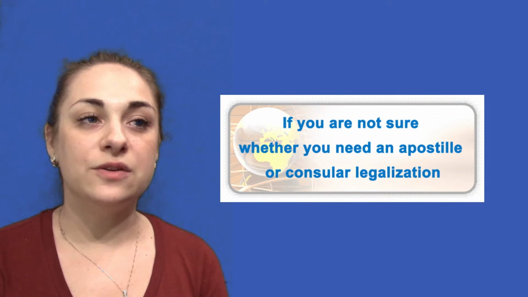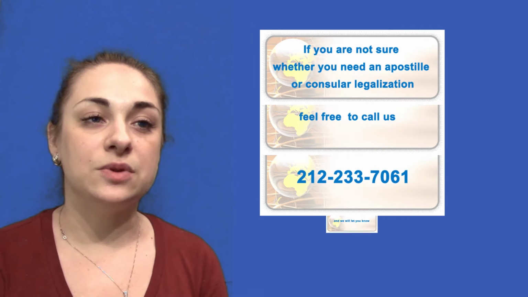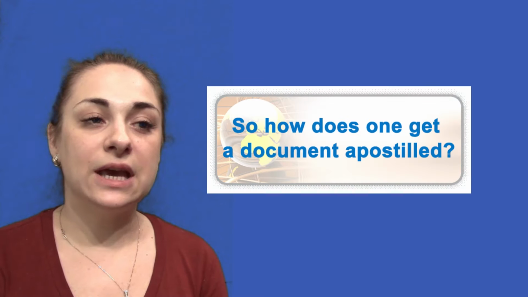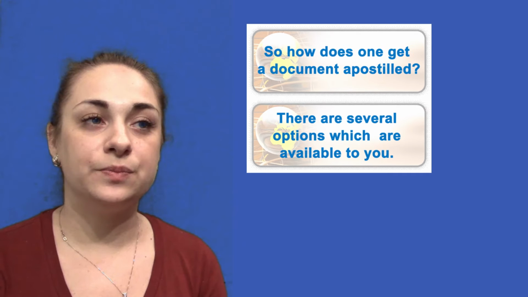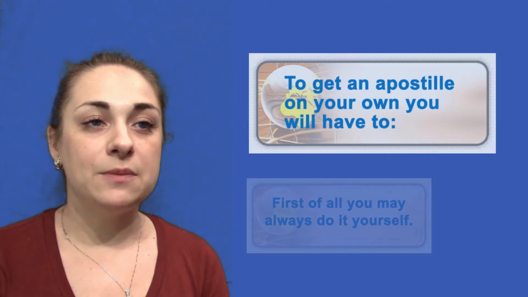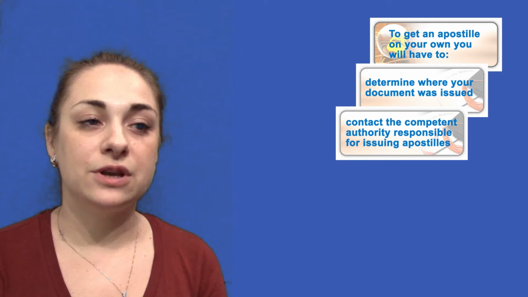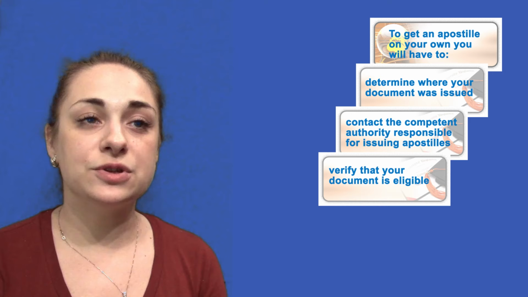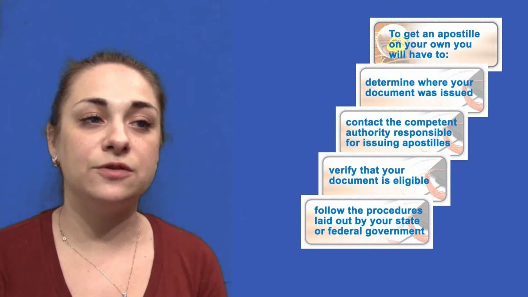If you're not sure whether you need an apostille or consular legalization, feel free to call us and we will let you know. So how does one get a document apostilled? There are several options which are available to you. First of all, you may always do it yourself. To get an apostille on your own, you will have to determine where your document was issued. Contact the competent authority responsible for issuing apostilles. Verify that your document is eligible and then follow the procedures laid out by your state or federal government.